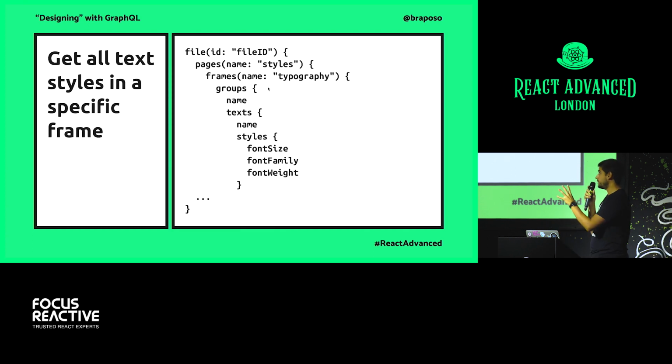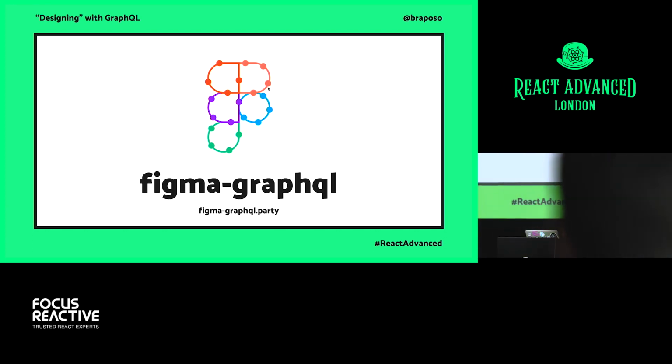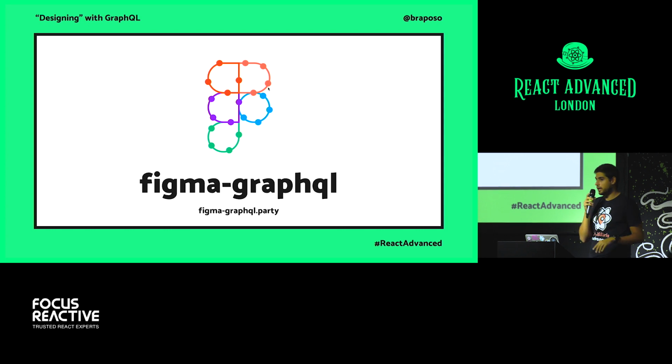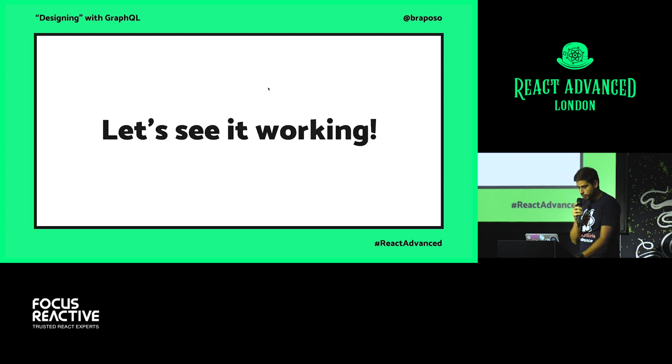To get the same information, we could use something like that. We still have the same structure. We still get the files, we get to the pages, but now we can actually go directly to the styles page, and then you go through the structure of the file to finally get the information that you want inside the text styles. Obviously, if you're paying attention, and we've mentioned GraphQL quite a lot, this is GraphQL, and you can actually use that with Figma. That's another library that I've been working on for the past year or so. If you go to figma-graphql.party, you'll be able to see more examples and how we can use it.